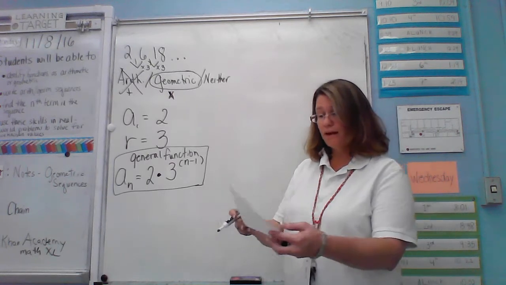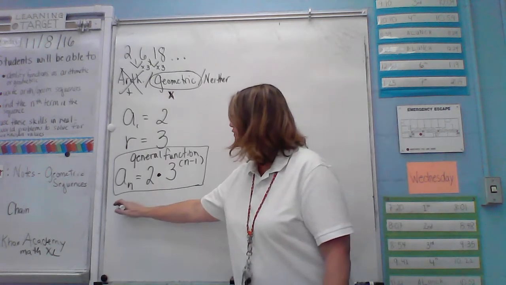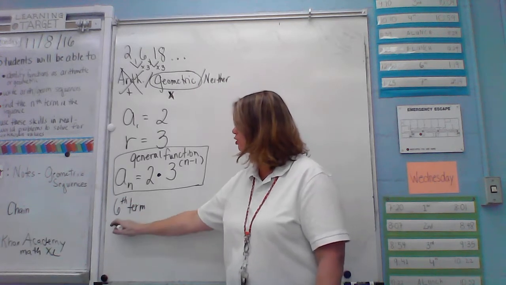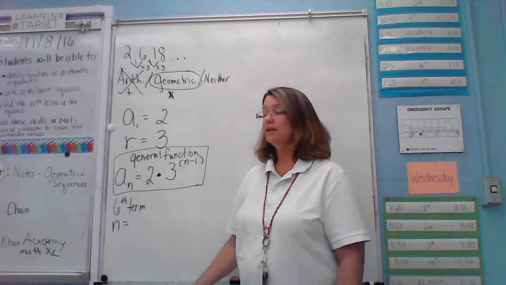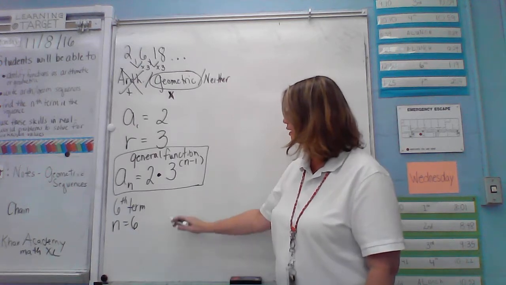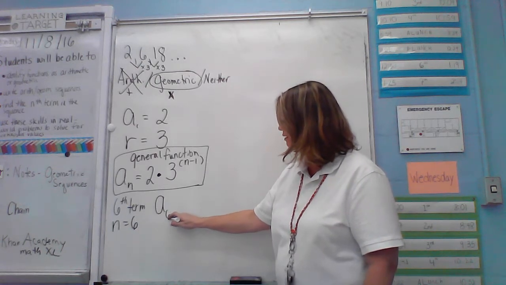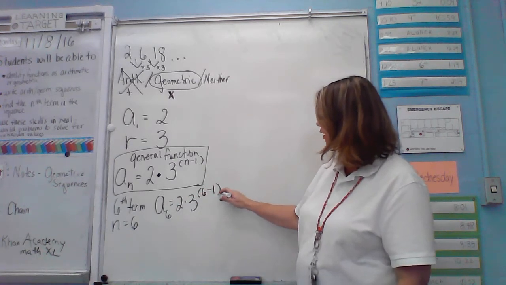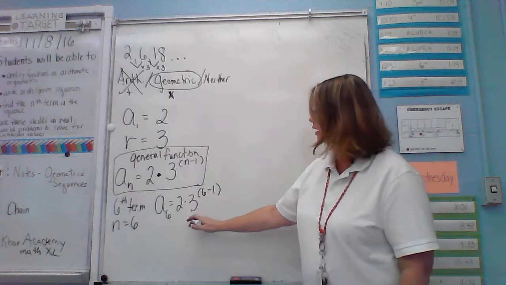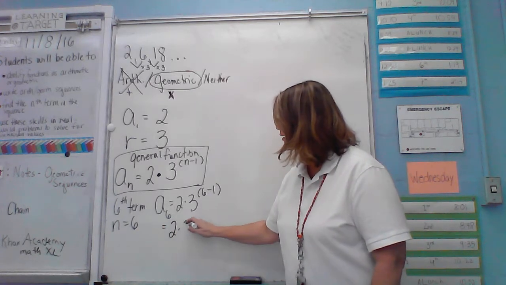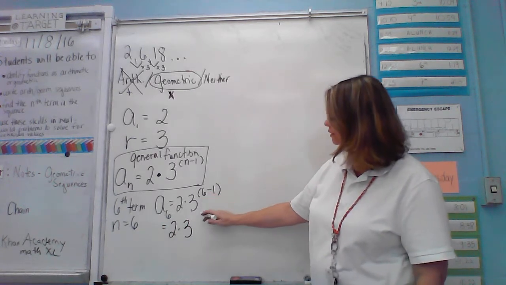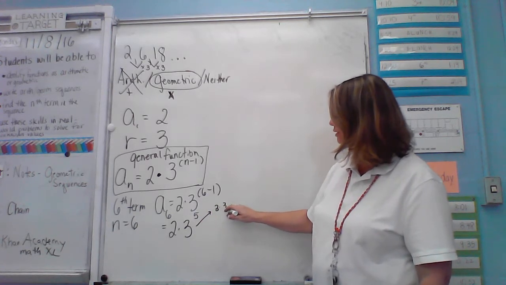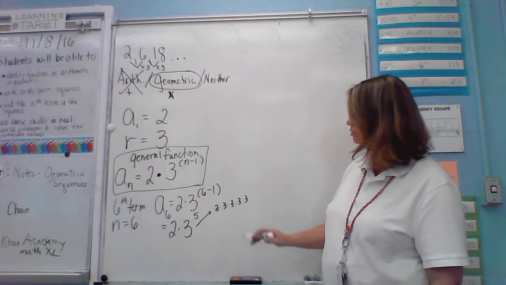So if I ask you now, problem 5, letter E, to find the 6th term, what have we just told you? 6th term, what does n equal now? It equals 6. So here comes our math. A sub 6 equals 2 times 3 to the 6 minus 1. All right, order of operations: what is 6 minus 1? That's a 5.